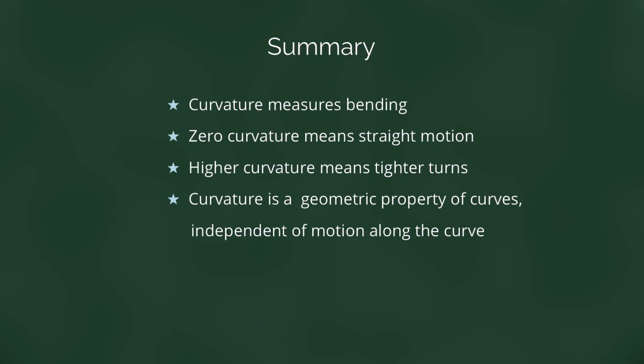All right, so we've seen that curvature can be a little computationally messy, but if you can keep some ideas in your mind about it, it might help you develop some intuition. So curvature is measuring the bending of a curve. If it has no curvature, that means we're moving straight. The higher the curvature means we're turning on a tighter turn. And it's really important to remember that curvature is a geometric property of curves. So it's independent of how we're moving along the curve, which means that the parameterization we choose for a particular curve doesn't impact our computations for its curvature.